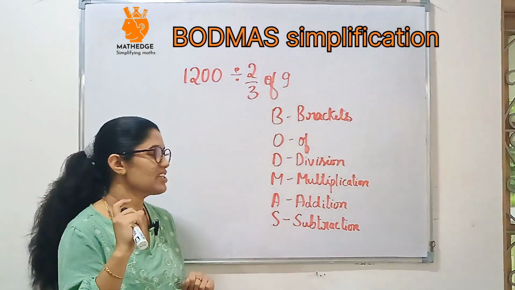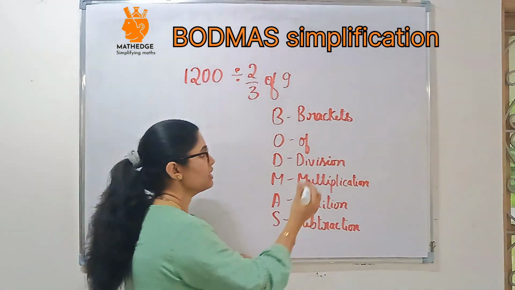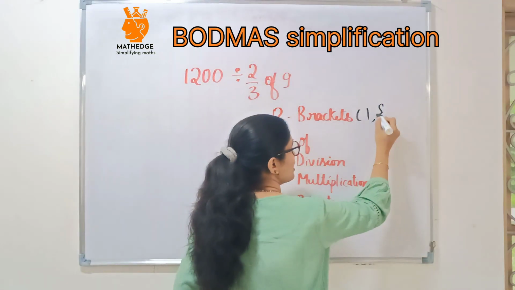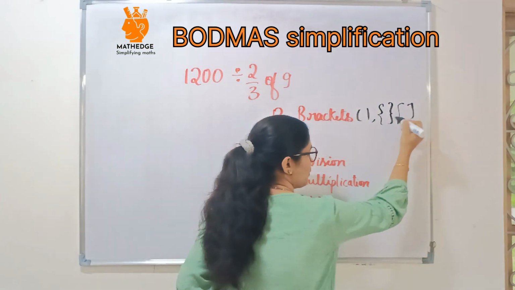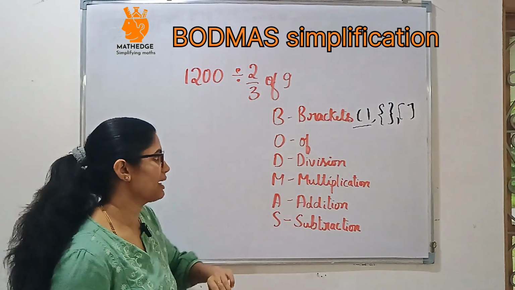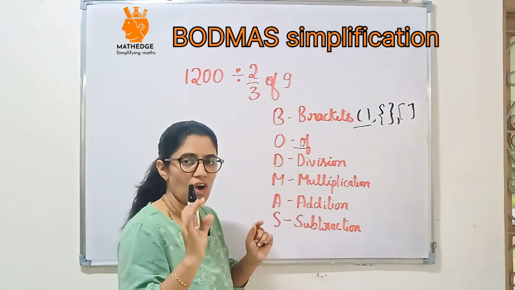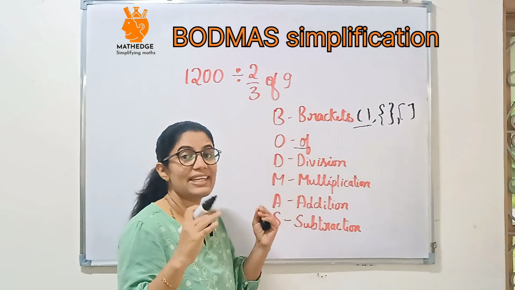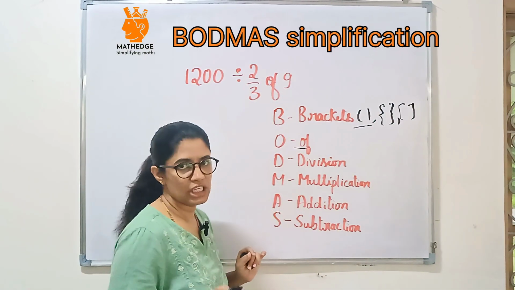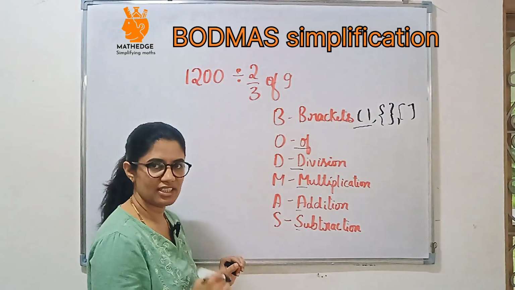Before going for a simplification, first we should know what is BODMAS. BODMAS means bracket. You may have open close bracket, then flower bracket, then square bracket. First we should do open close, then after that square bracket. Then half means of, so they will clearly mention their half or they will give order of operations like exponents, surds will be there. So first we need to solve that. Then after that division, multiplication, addition and subtraction.